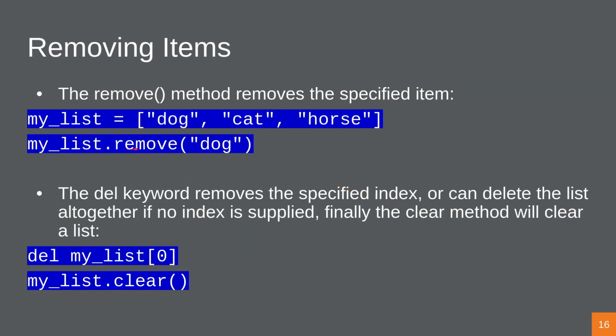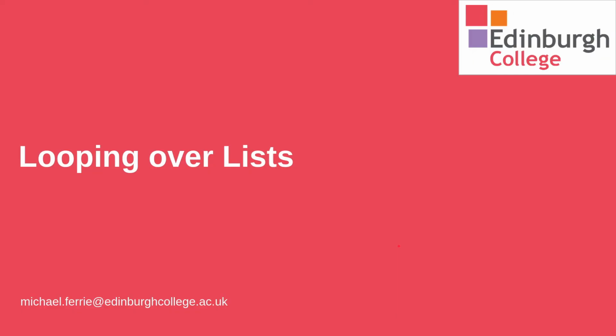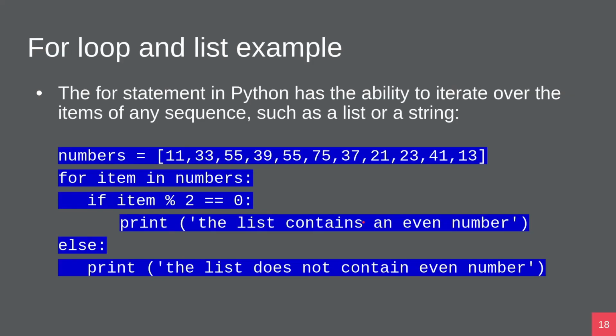Removing items, you can just do mylist.remove, and it will remove the item. You can delete the list with del, and you could also do mylist.clear, and that'll clear all the items out of the list. So a lot of useful methods on the list there. And finally, looping over lists. I already showed you an example of this.